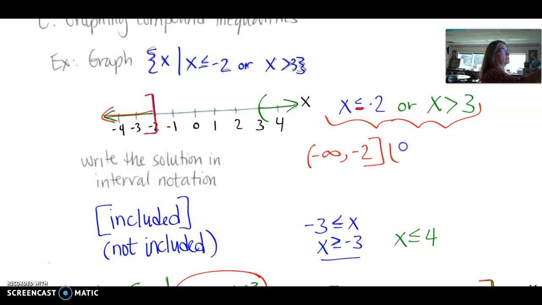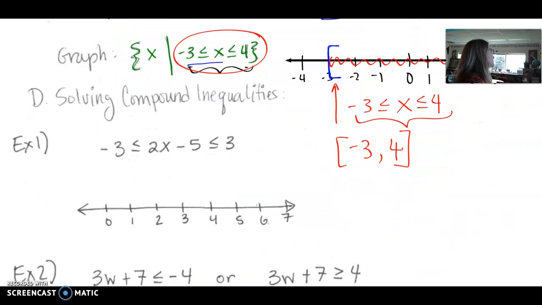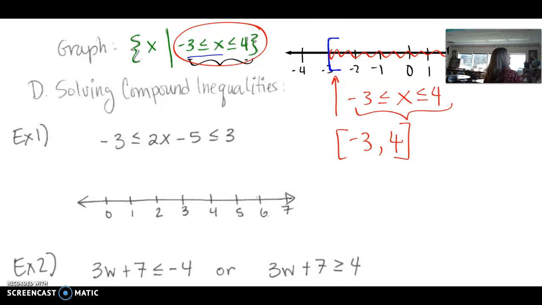And then we're going to do a union, because or means union. And then we're going to write down the next starting value, which is over here at 3, but not including 3, so we make it round. And then we're going up forever in the positive direction, so we go all the way up to positive infinity. And you make round parentheses around infinity or negative infinity always, because you can never actually include infinity or negative infinity.